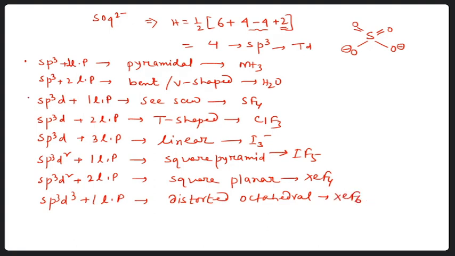So you have to just remember, according to the geometry, if the lone pair is present, what will be the shape. These are the shapes, because shape and geometry are two different terms. So you have to remember these things.